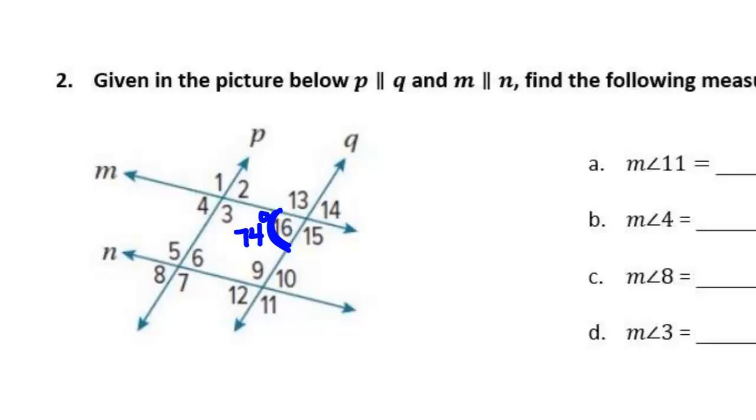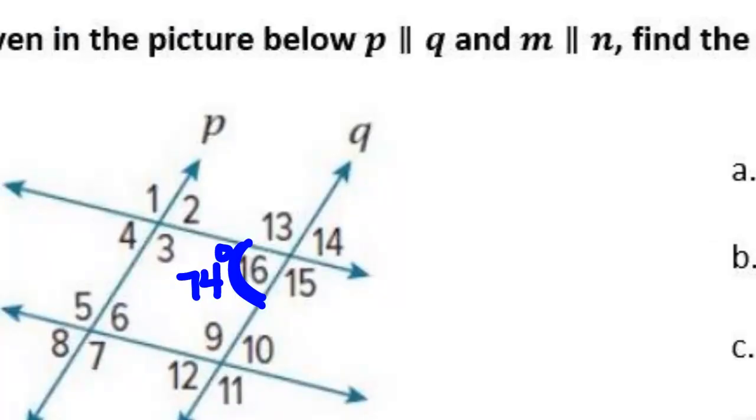I'll come over here and look at these in a minute, but I see another angle up here that's also 74 degrees that I could mark right away. What other angle is also 74 degrees? Angle 14. Those are vertical angles. So angle 16 and angle 14 are 74 degrees.